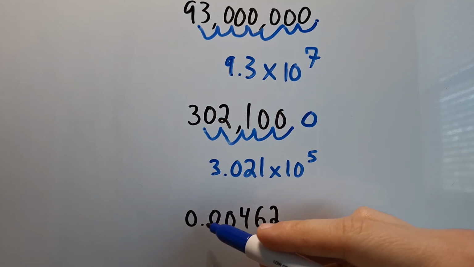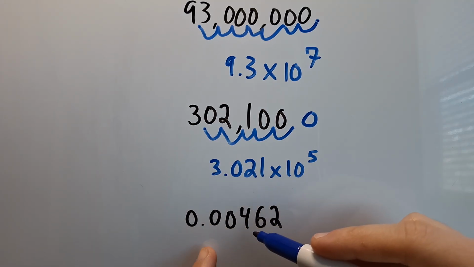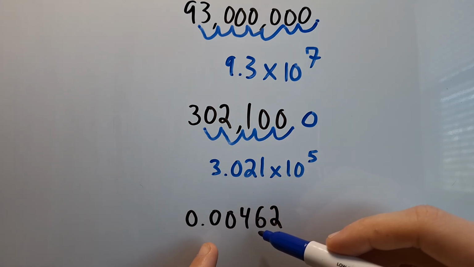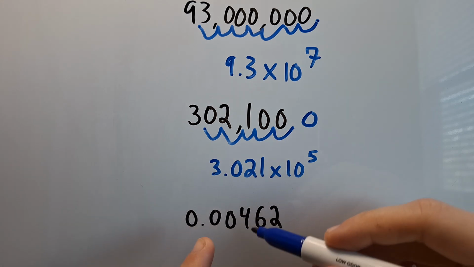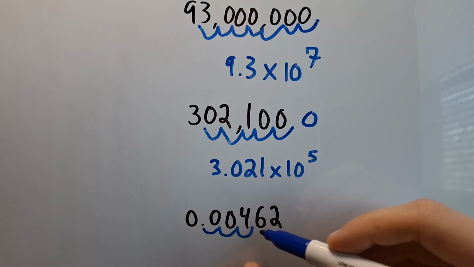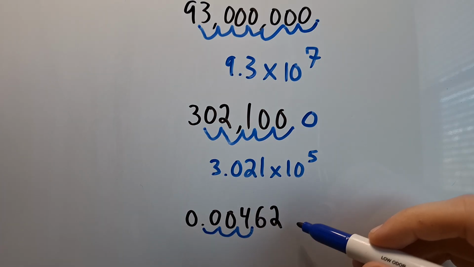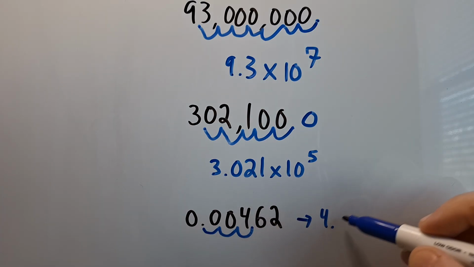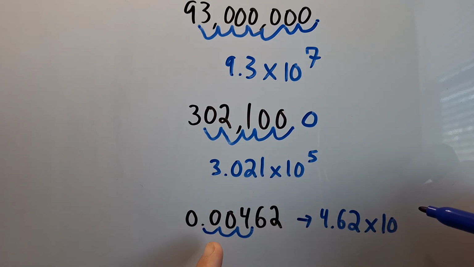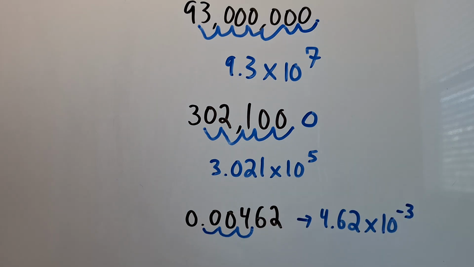One more. Here I have 0.00462, so this is considered a small number. Now I got to move my decimal point to the right until I get a number between 1 and 10. So 1, 2, 3. Right there. So this ends up being 4.62 times 10. Now because this number was less than 1 but bigger than 0, this exponent is negative. So we moved it 3 spaces. That exponent will be -3.